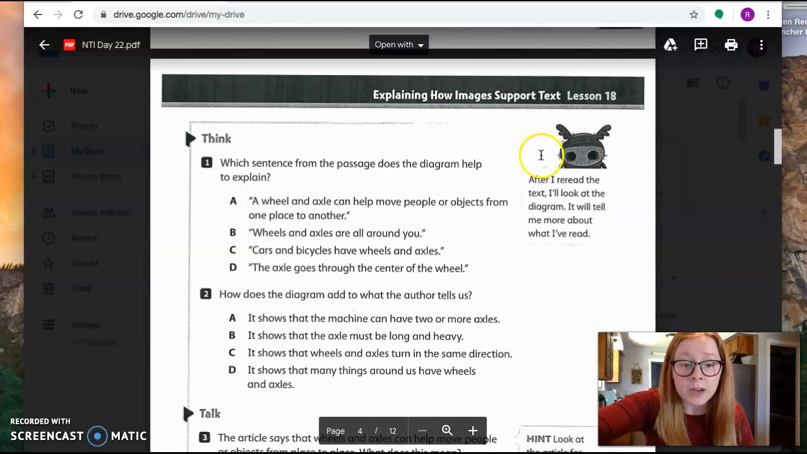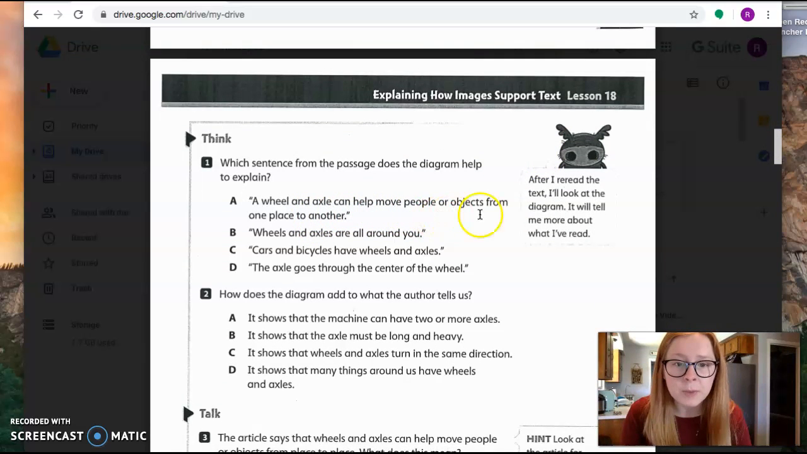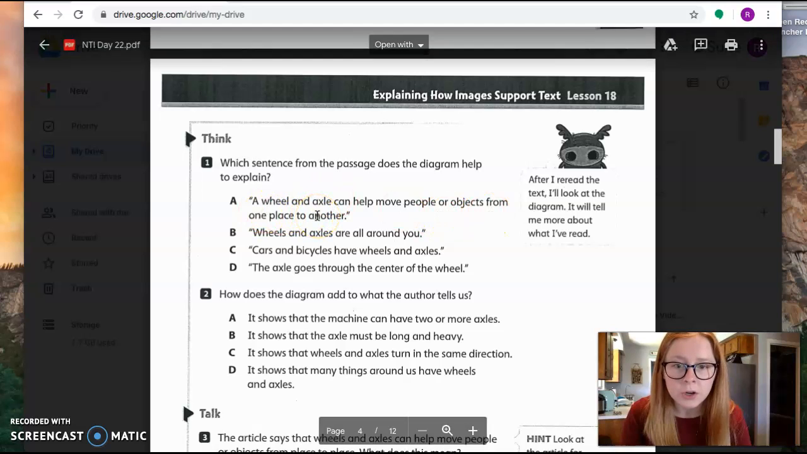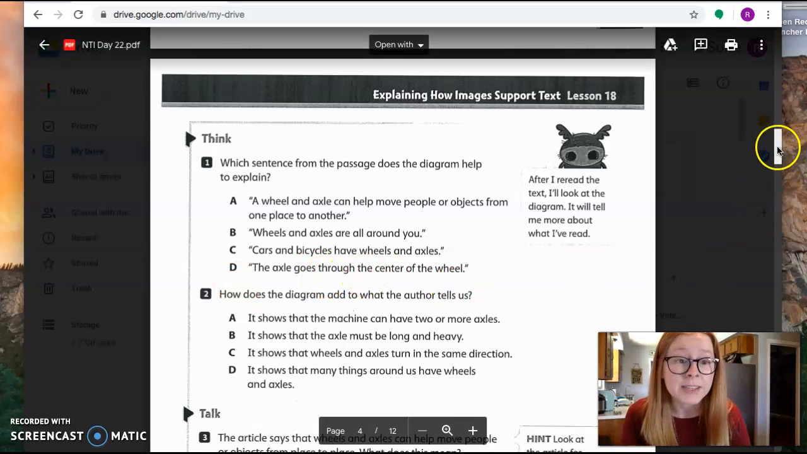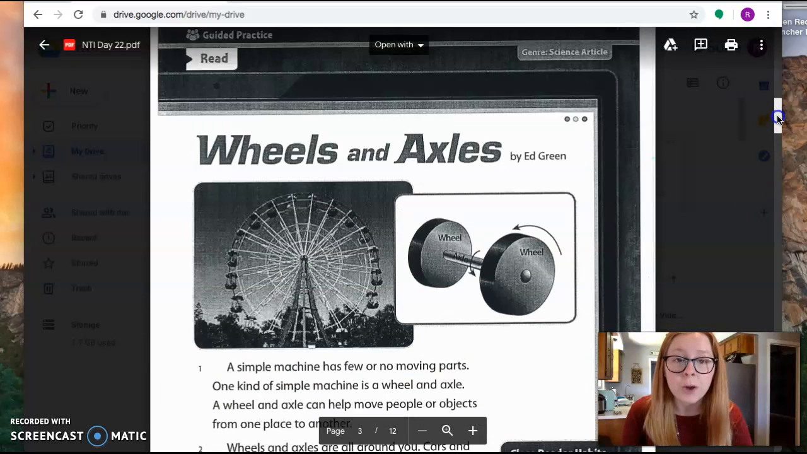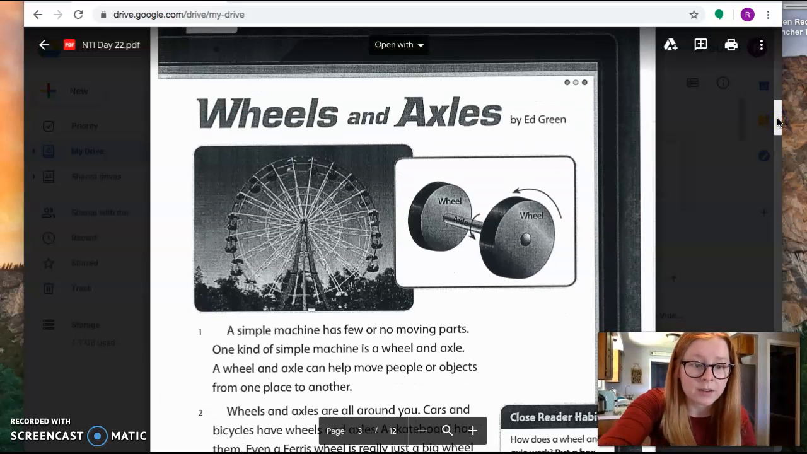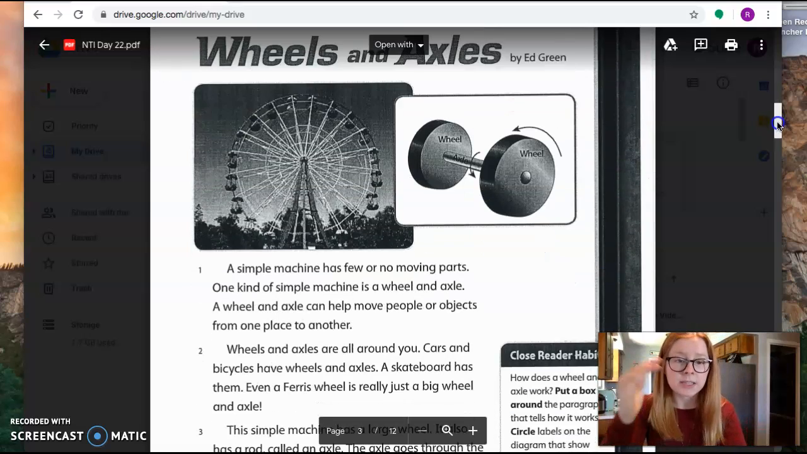So if we read them, a wheel and axle can help move people or objects from one place to another. Does that show you what the picture shows? No. Wheels and axles are all around you. That's true, but is that what the picture shows? C, cars and bicycles have wheels and axles. That's also true, but is it what the picture shows? And D, the axle goes through the center of the wheel. Is that what the picture shows? If we go back up, the axle is in the center of the what? The wheel. So does the diagram show that? Yes. So you would use process of elimination with that.